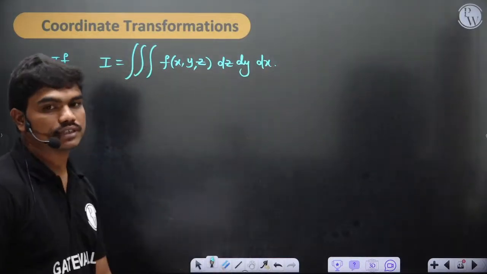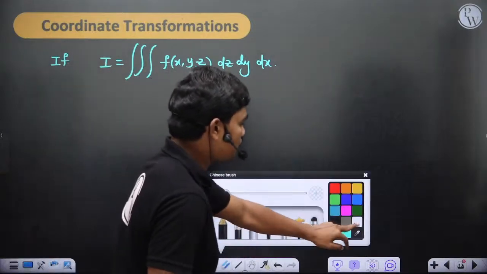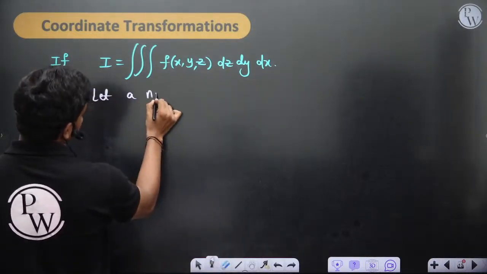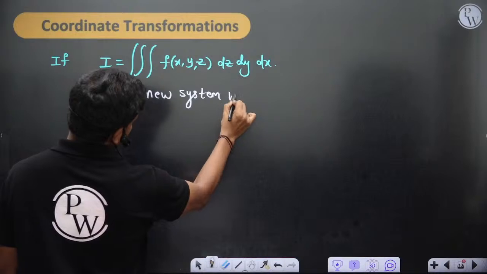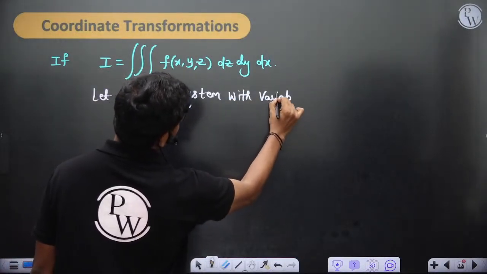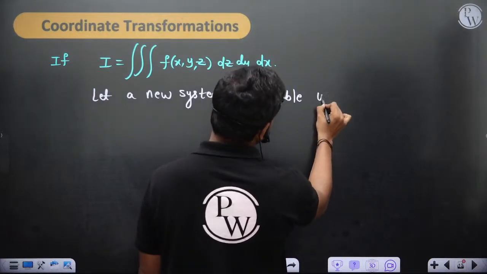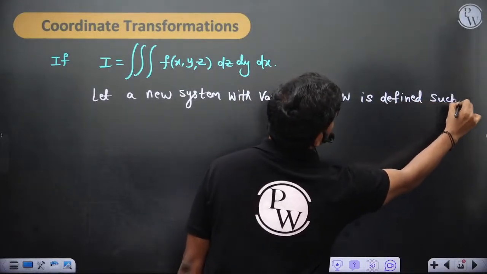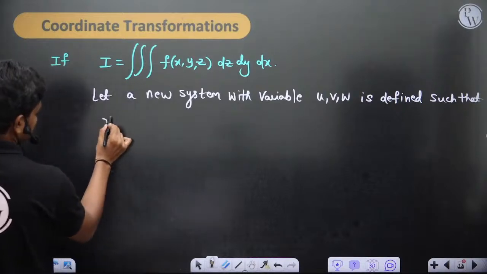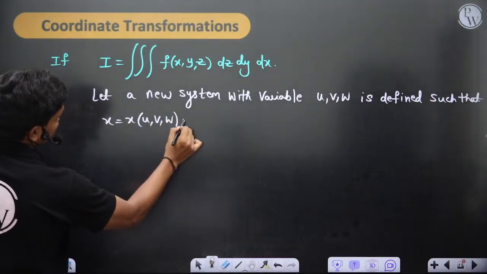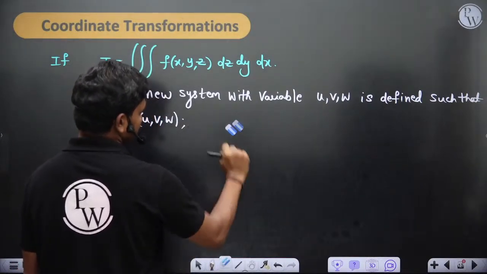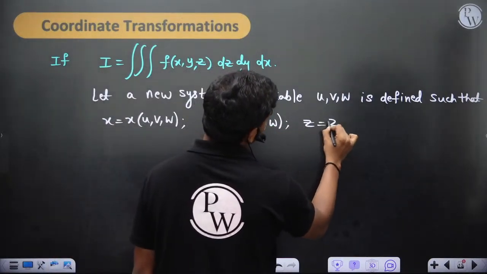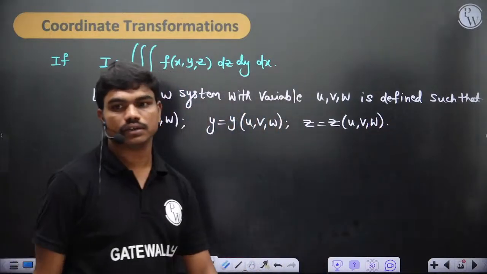So when you have an expression like this and you want to convert it into some new system with variables u, v, w, it is defined such that x is some function of u, v, w, y is also some function of u, v, w, and z is also some function of u, v, w.